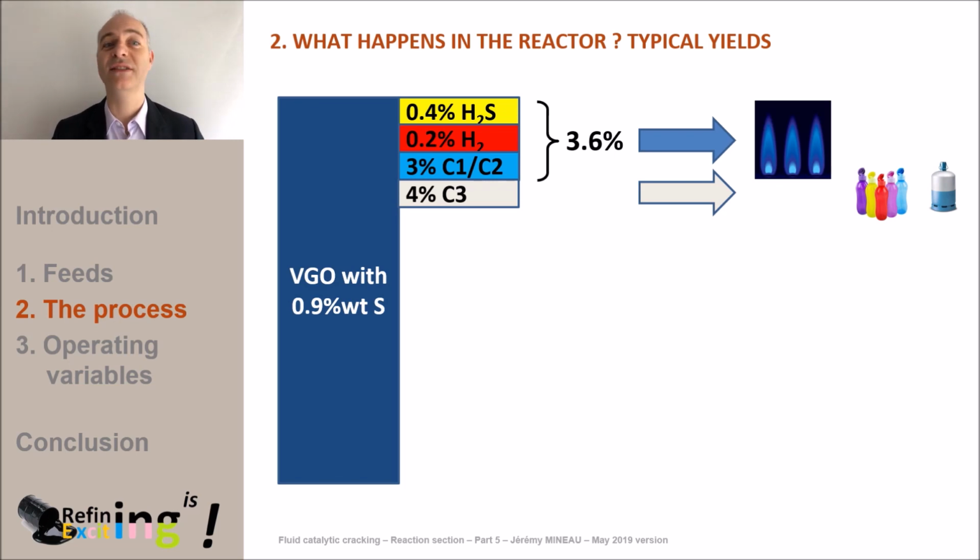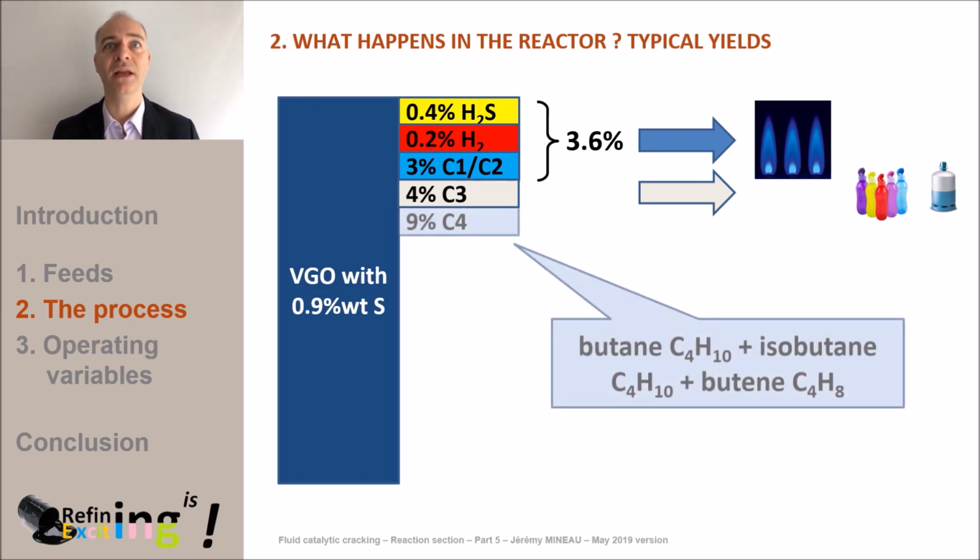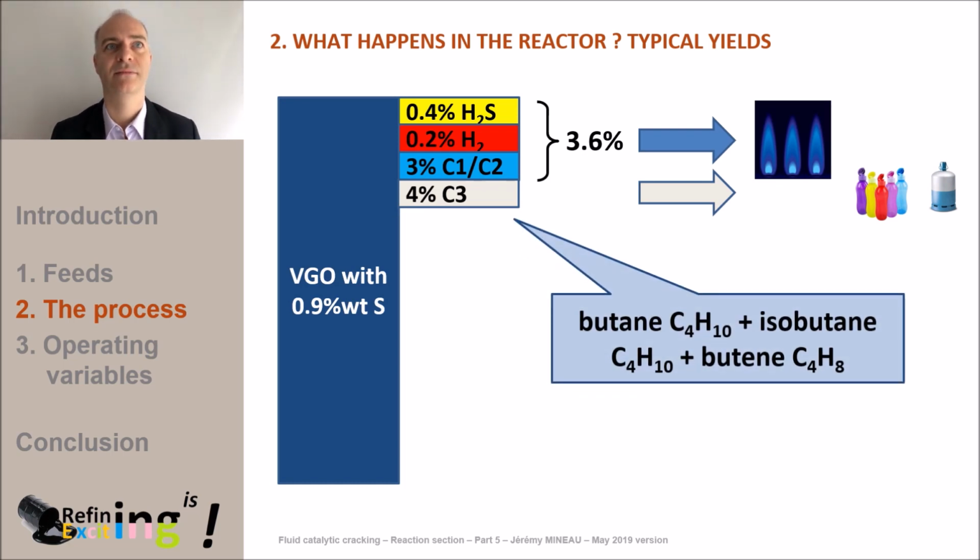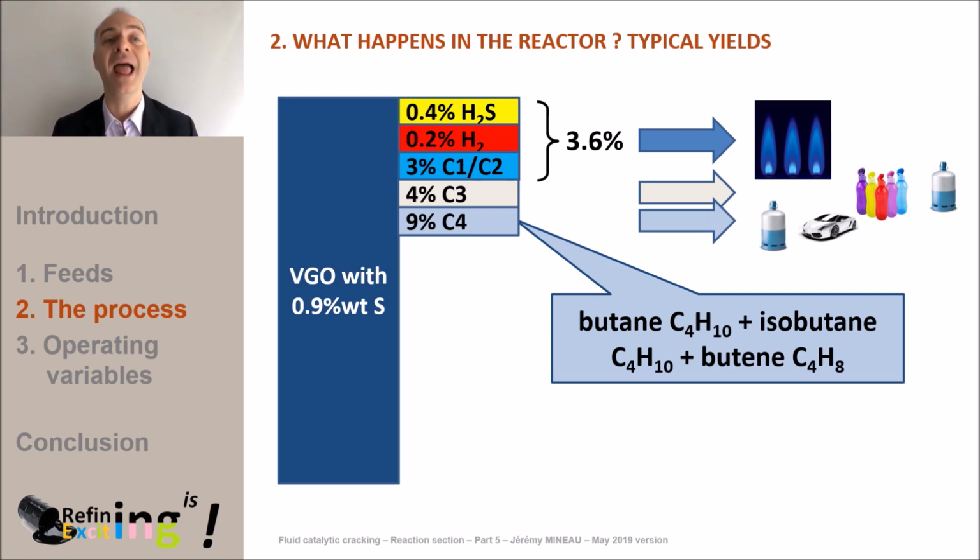Then we can have a look at the C4 cut. This cut is composed of N-butane, isobutane, and butenes. It represents about 9% by weight of the fresh feed. C4 are also very interesting molecules because we can use them to chemically form C8 and ultimately gasoline with a very high octane number in an alkylation unit, for example.